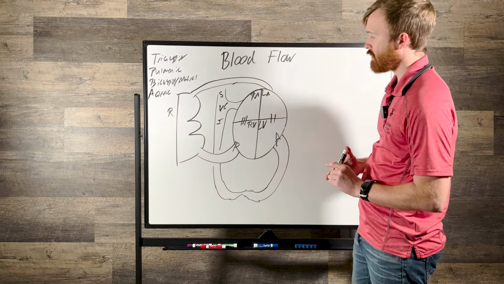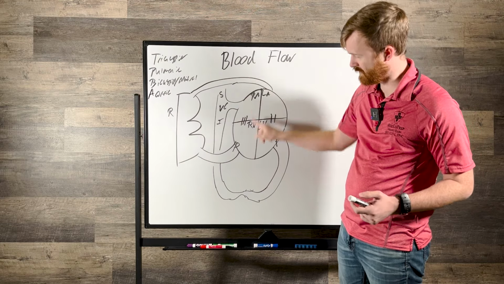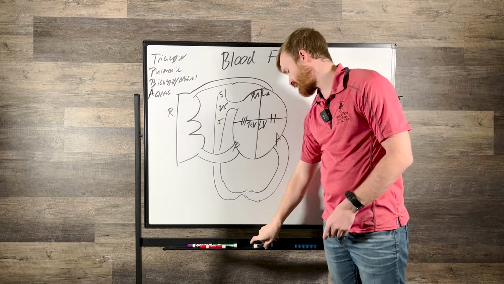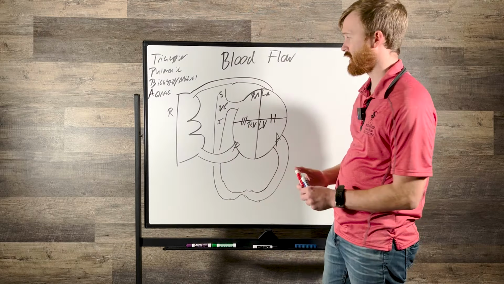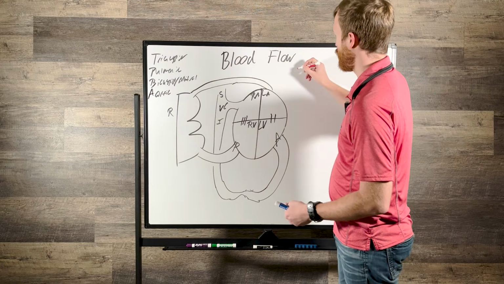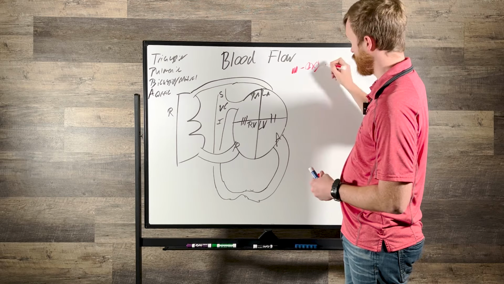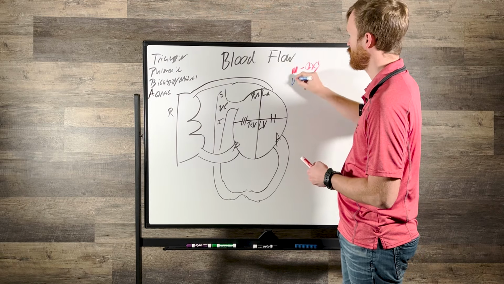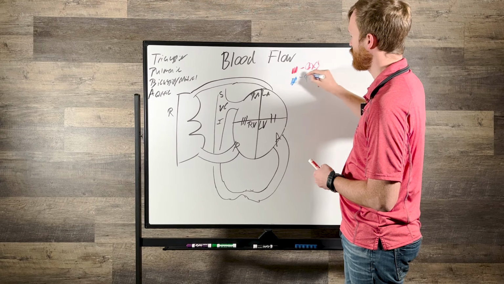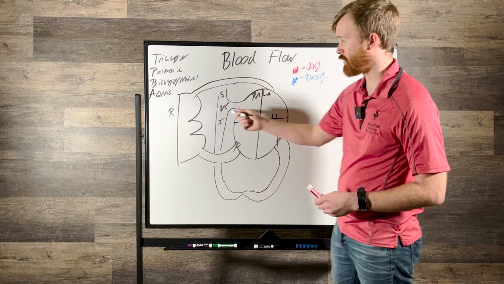Now, we're back here at the right atrium, which is then going to send the blood back through. As we go through this next part, this is going to trace oxygenated and deoxygenated blood. In this case, red is going to be oxygenated blood, and blue is going to represent the deoxygenated blood.